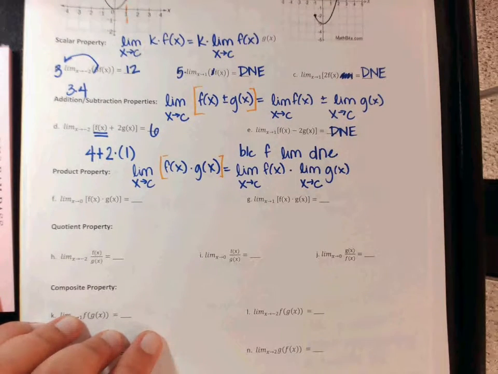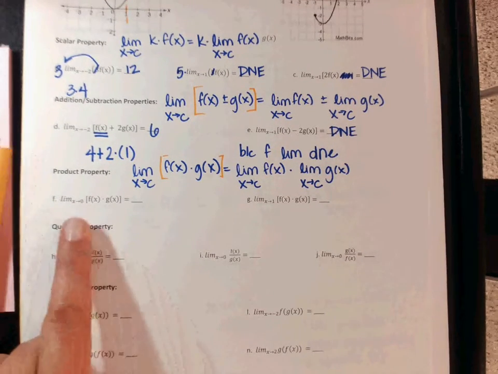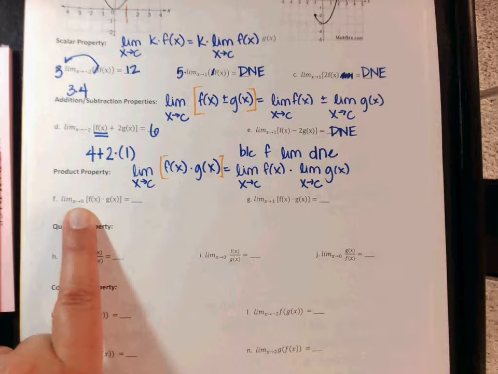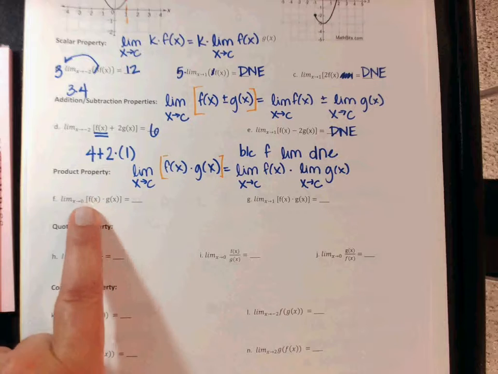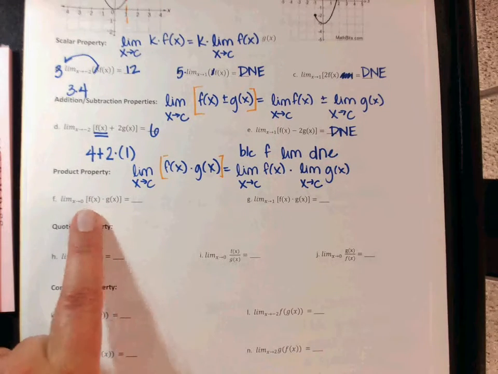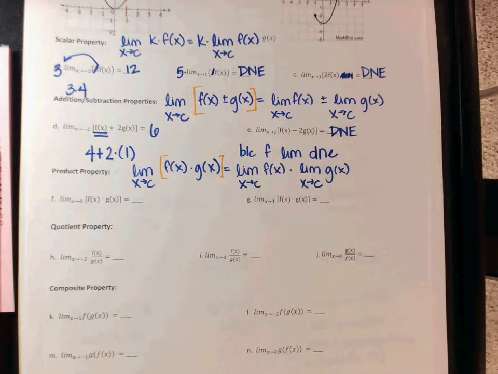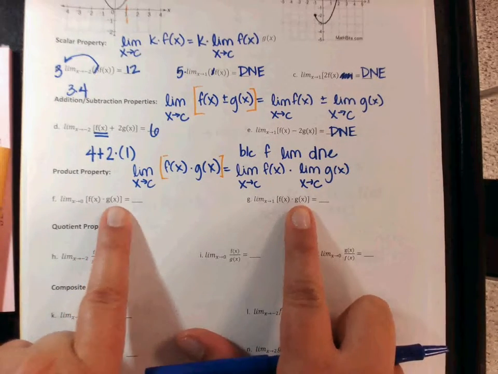Okay, so we're doing x approaching 0. So I'd like for you to go up when you're ready, look at the graph of f approaching 0, g approaching 0, multiply those numbers together, write it down, don't say it out loud. Then do the same thing for the next part as x is approaching 1. So try those two.